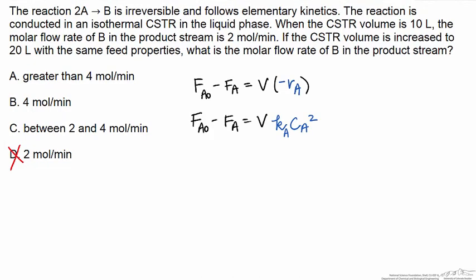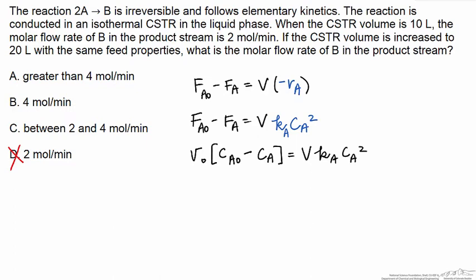Now the reaction is given as being second order in terms of the concentration of A based on our previous discussion. And we can express the molar flow rates in terms of concentrations by factoring out the volumetric flow rate times the concentration of the inlet stream minus the concentration of the outlet stream, using the fact that for this liquid phase reaction, we don't expect the fluid density to change very much, and so the volumetric flow rate should remain constant from the inlet to the outlet.